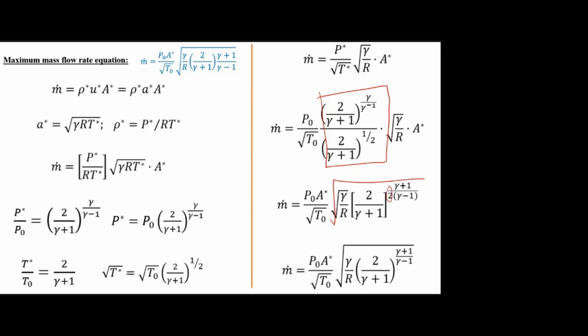Okay, in that case, instead of this 1 by 2, I can write the whole root. That's why here I have written root of gamma by R, then into 2 divided by gamma plus 1, power gamma plus 1 divided by gamma minus 1. So initially there was a 1 by 2. Instead, I have taken the whole root. Now this is your final equation.